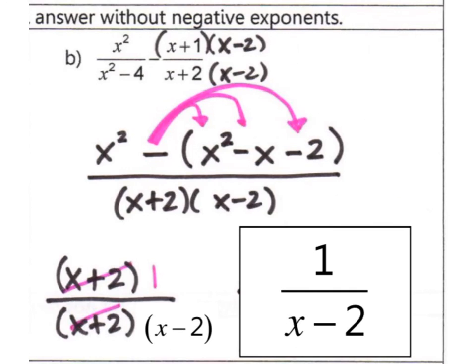For 2b, we have, it's a subtraction problem, and we're just simplifying, so we need to get common denominators. Now remember that x squared minus 4 is x plus 2 times x minus 2. So I need to have this denominator be the same thing, x plus 2 times x minus 2. So I multiplied the second fraction by x minus 2 over x minus 2. Remember that we're going to now multiply x plus 1 times x minus 2, and we get this trinomial, x squared minus x minus 2.